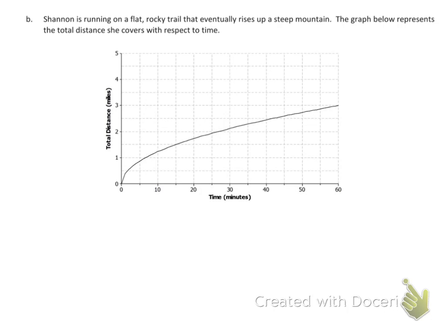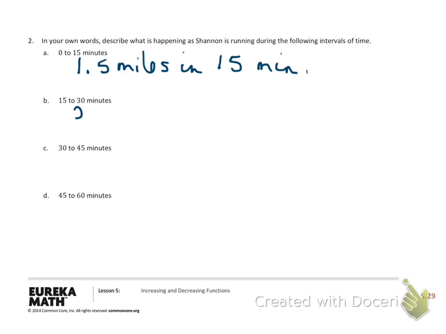So the increase, we went from 1.5 up to 2.1, say. So it increased about 0.6 miles, 0.6 of a mile in 15 minutes. So what does that tell us about her rate? That her rate is decreasing, right? We went from 1.5 down to 0.6.